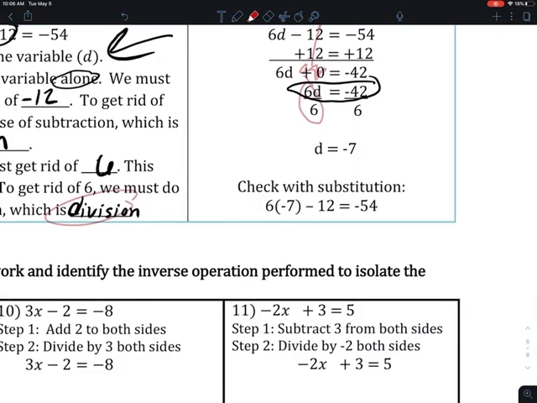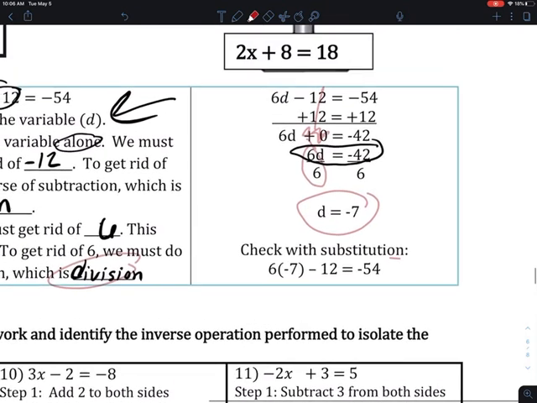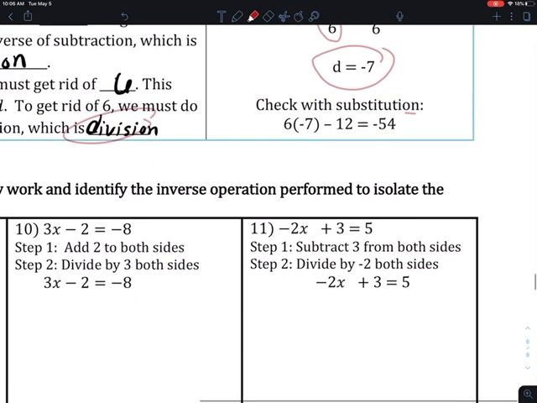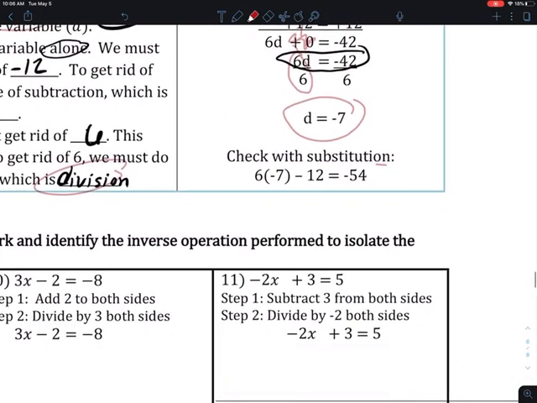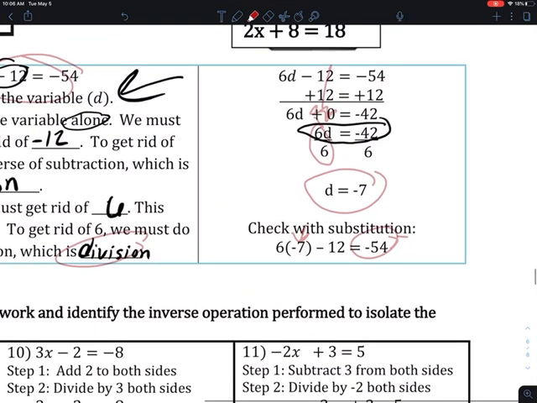Check with substitution. So they're going to get the value for the variable, which is negative 7, and all they're going to do is substitute it into the original equation. This was the original equation, 6d minus 12 equals negative 54. So here they're doing the same thing. Instead of the d, they're going to put what we got. And then we figured this out, and it does give us negative 54.